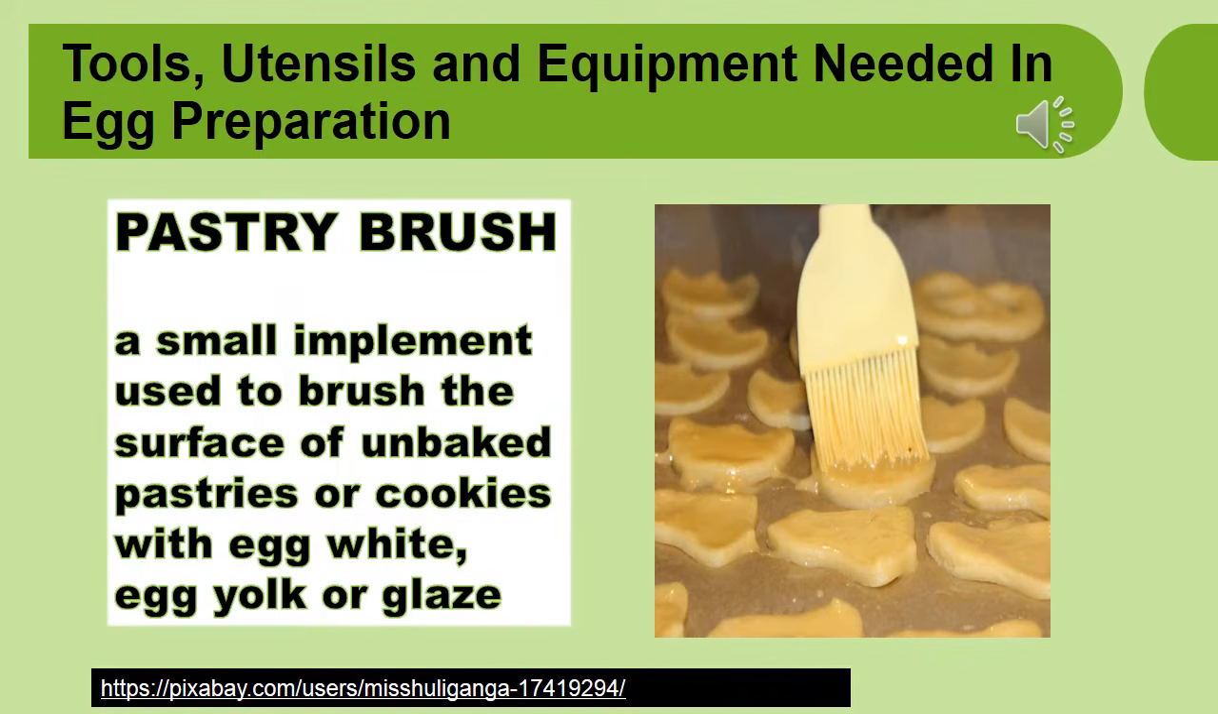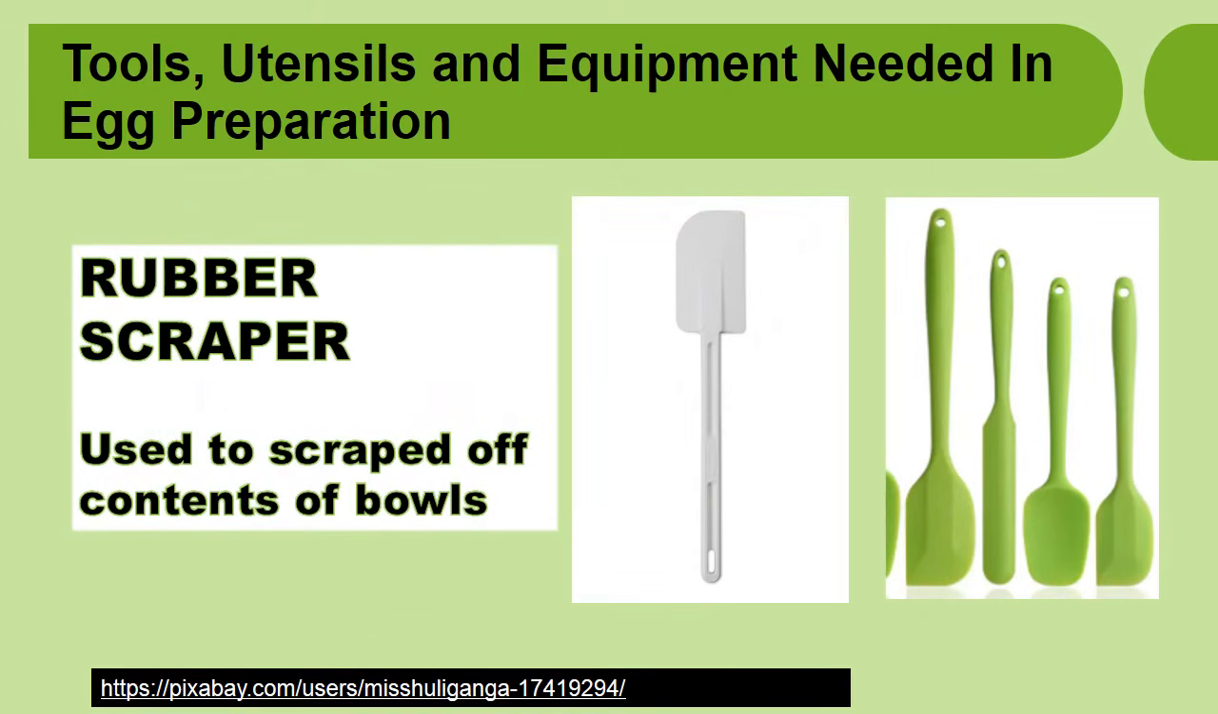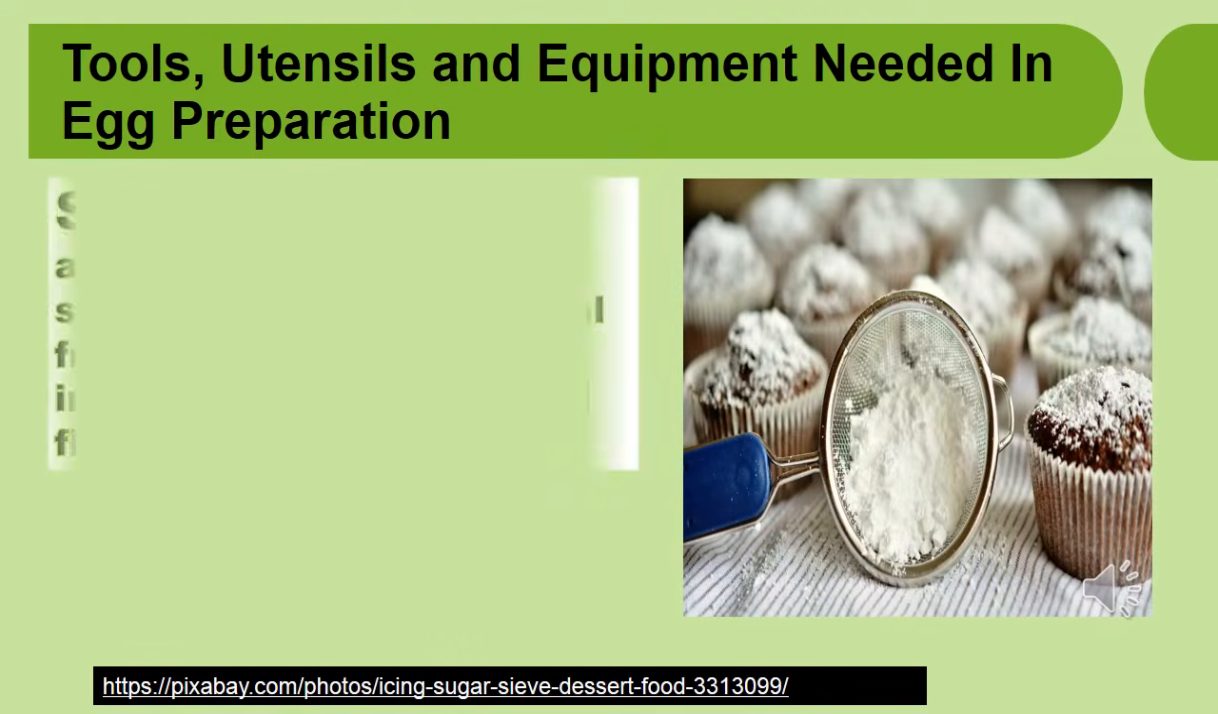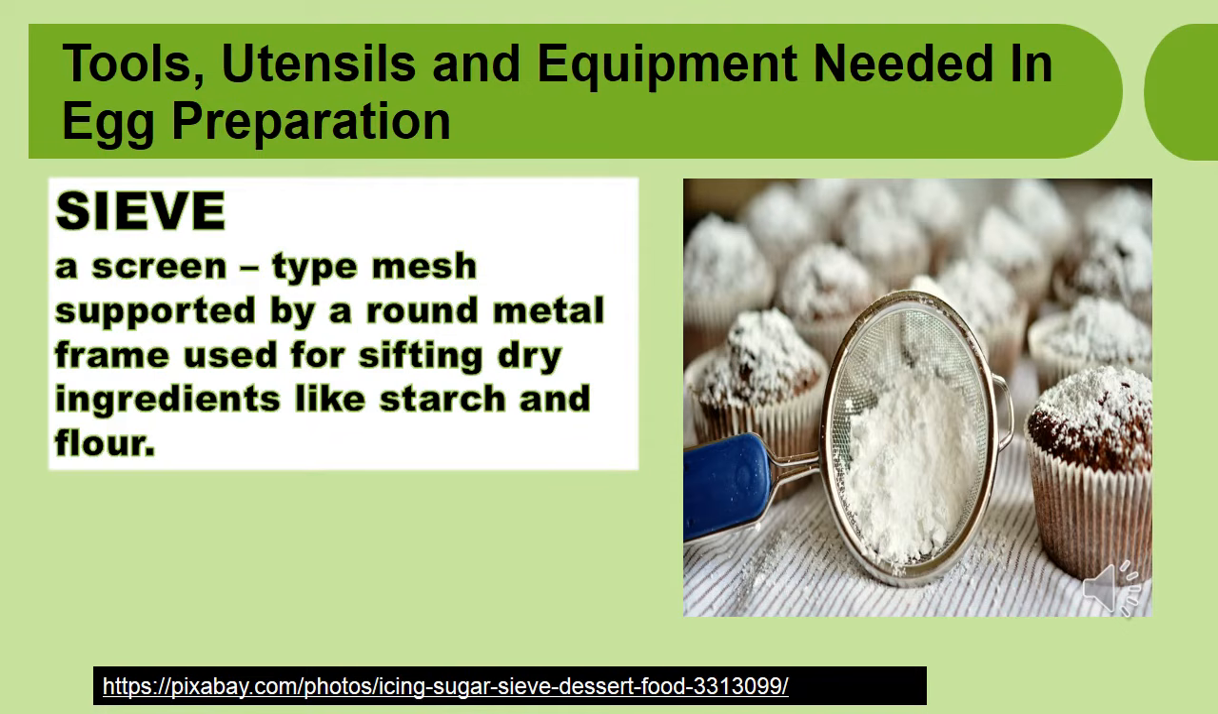Pastry brush, a small implement used to brush the surface of unbaked pastries or cookies with egg white, egg yolk, or glaze. Rubber scraper. It is used to scrape off contents of bowls. Next is the sieve, sifter, or strainer. A screen mesh type supported by a round metal frame used for sifting dry ingredients like starch and flour.